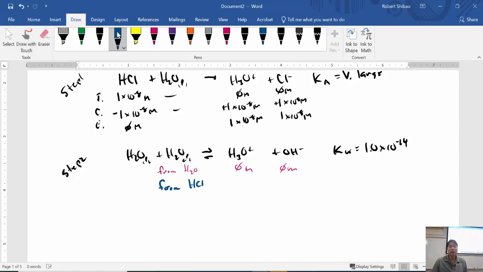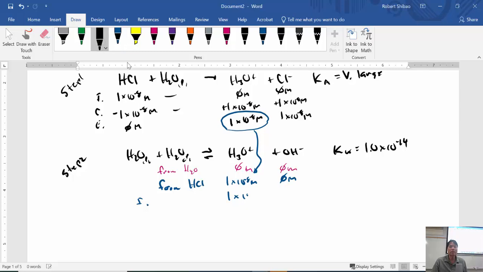And so from HCl, what we're going to do is we're going to take the hydronium that was produced in step 1 and have that as our starting hydronium in step 2. So this is going to be 1 times 10 to the minus 8 molar HCl. And then I have 0 molar hydroxide.